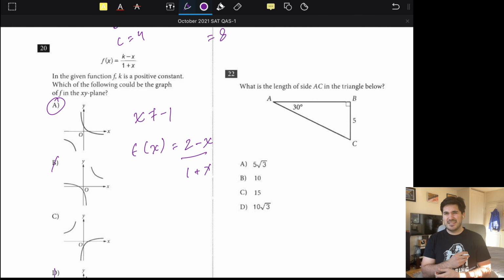That's probably basically the easiest way to do this question. Just graph it. When you can, graph it. You've got a calculator, right?